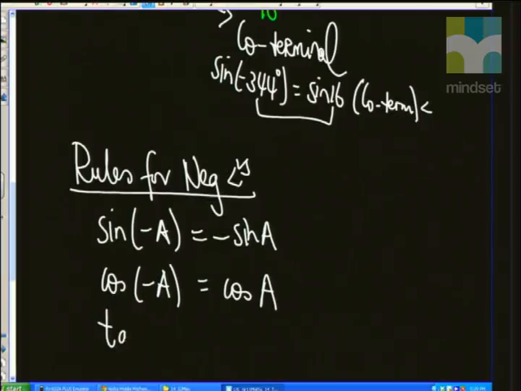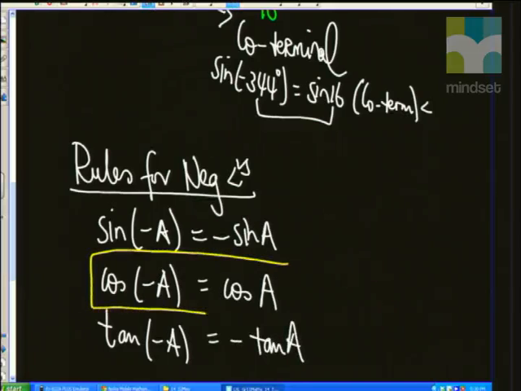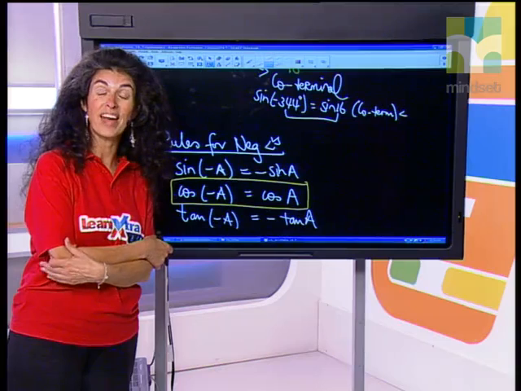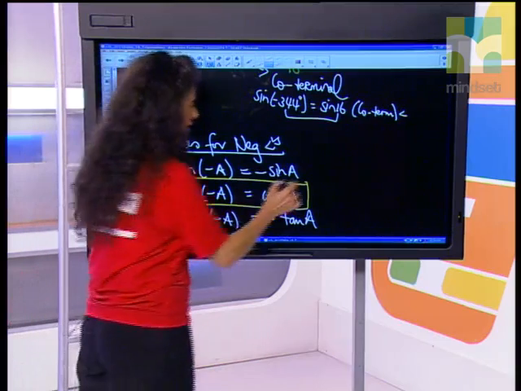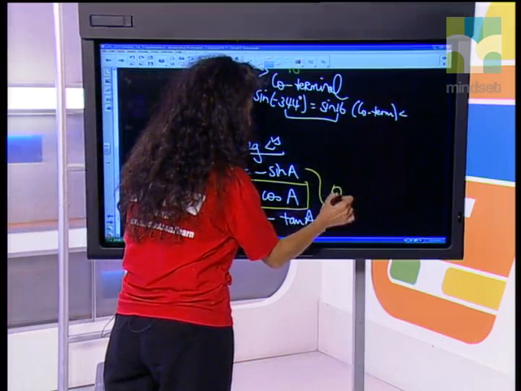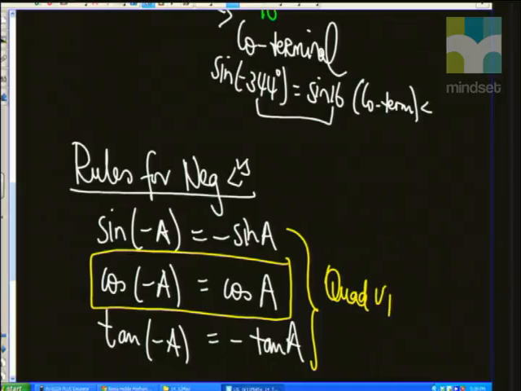And when you take tan of negative a, it is equal to negative tan a. You'll observe something very interesting, that the rule for cos is the only one that is positive. The other two are both negative. Can you think of a quadrant where that is also true? That behavior happens in quadrant 4. Okay, so it's similar to quadrant 4.